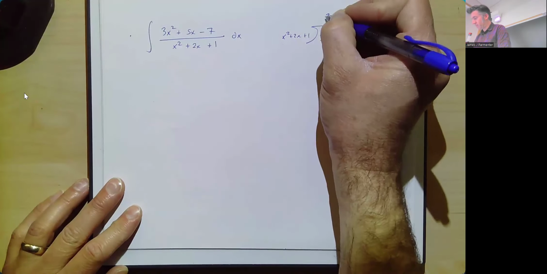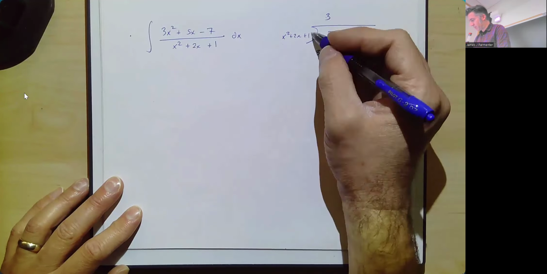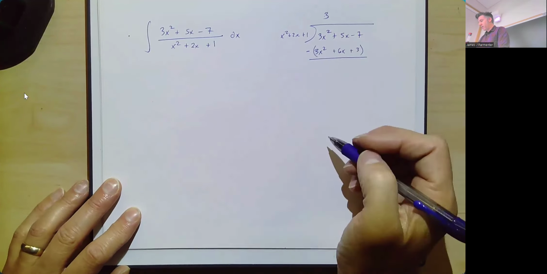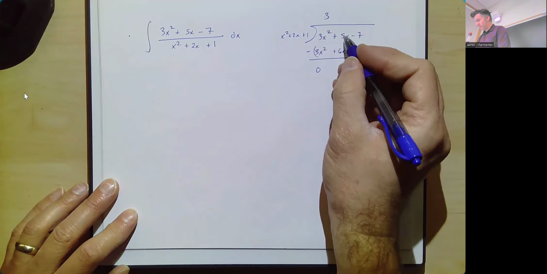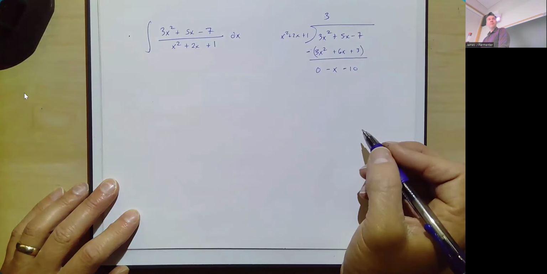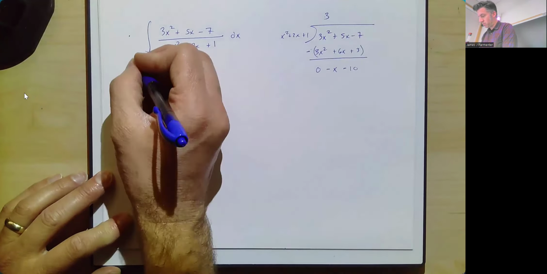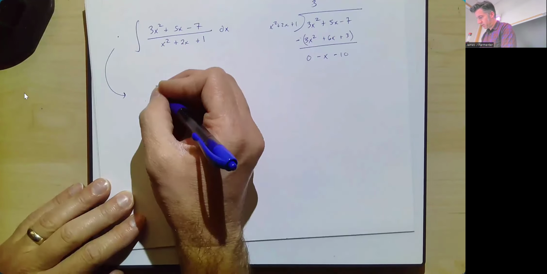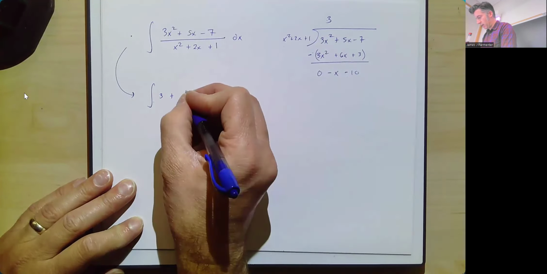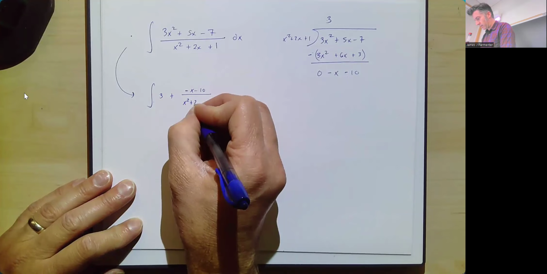What do you multiply by x squared to get 3x squared? 3. And then 3 times x squared is 3x squared. 3 times 2x is 6x. 3 times 1 is 3. I made this problem harder than I meant to, but it'll be fine. Subtract: 3x squared minus 3x squared is 0. 5x minus 6x is negative x. And negative 7 minus 3 is negative 10. So then we're going to rewrite this integral as the integral of the quotient 3 plus the remainder, negative x minus 10, over the divisor.